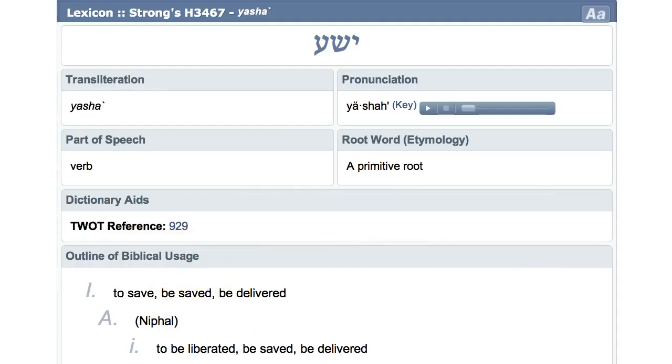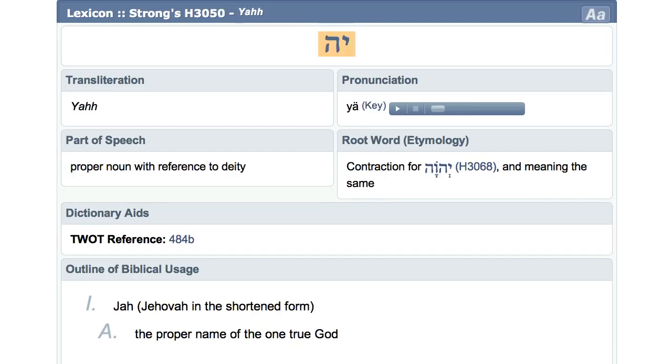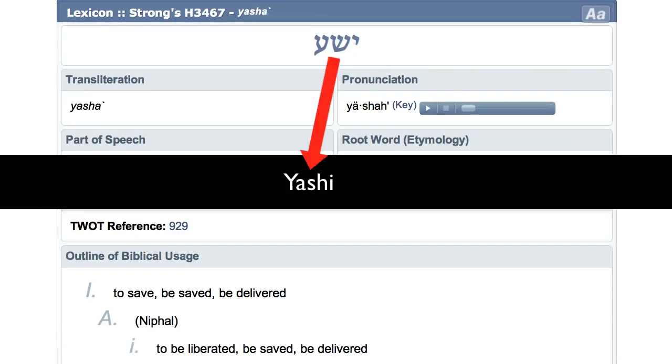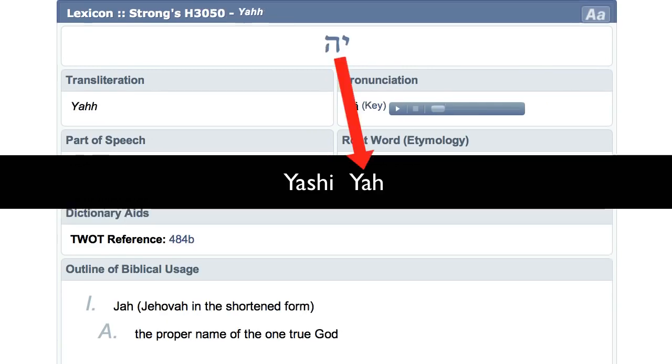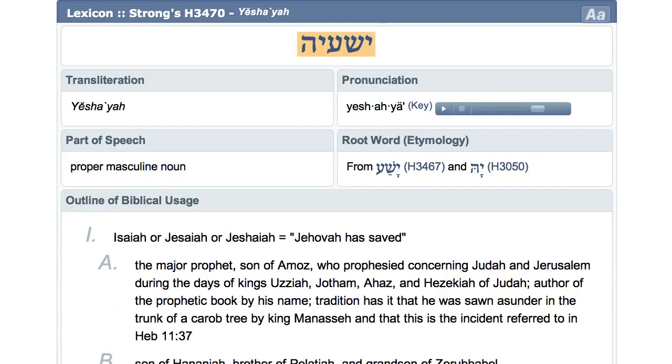They go into the concordance to number 3467, which is the Hebrew word Yeshai, which means to save. Then they go to number 3050, which is the Hebrew word Yah, which is the short form of the Most High's name. So they take the Yeshai and combine it with Yah, and they get Yeshaya. That's cool. But that doesn't work, because when you do that, you still end up with Isaiah's name. Yeshaya is Isaiah, no matter how you get there.